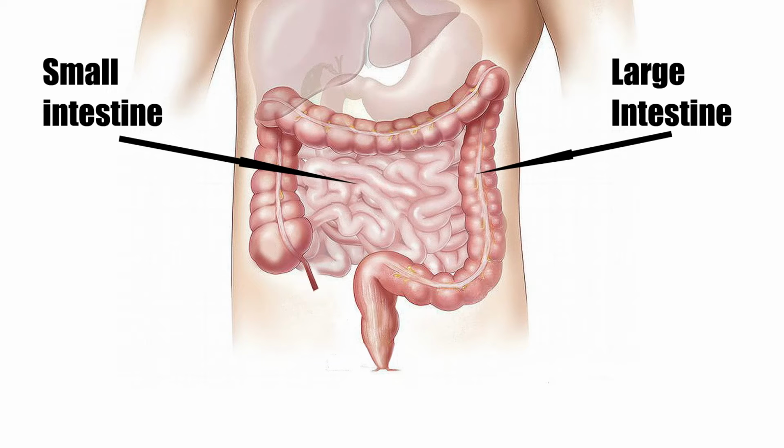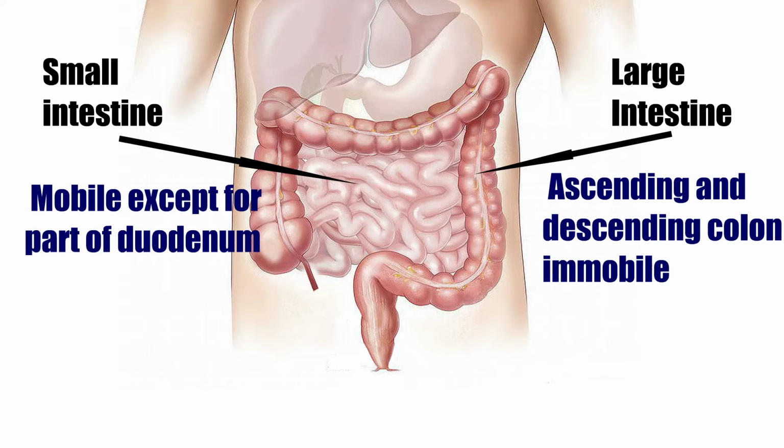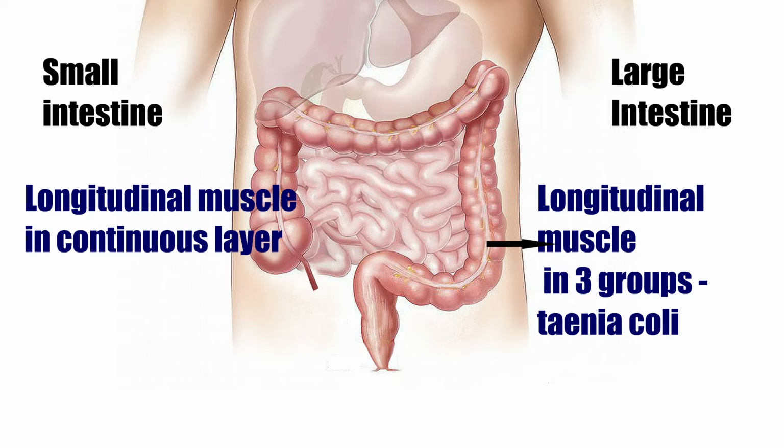The differences between small intestine and large intestine are as follows. The small intestine is mobile except for a small part of the duodenum, while the large intestine is largely fixed. That's the ascending and descending colon. The small intestine has longitudinal muscle in a continuous layer around it. But in the large intestine, the longitudinal muscle is in three groups called the taeniae coli.